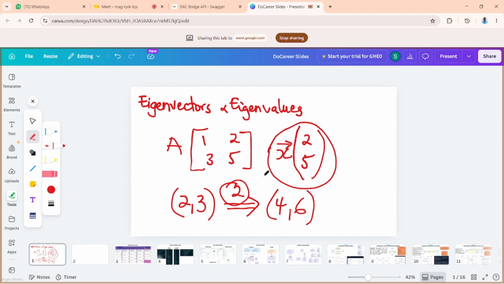Those vectors are called the eigenvectors. And the scalar value that allows that matrix to transform the vector is called the eigenvalue. So the eigenvectors are the vectors. The eigenvalues turn out to be the values that we actually use to multiply at the end.